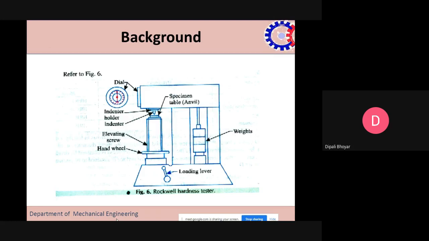Why the Rockwell hardness test? In this test we measure the hardness of any metal by pressing the indenter into the material surface with a particular force. When we apply a particular force, accordingly we get a particular depth of penetration, and that depth of penetration shows the hardness of the particular material.